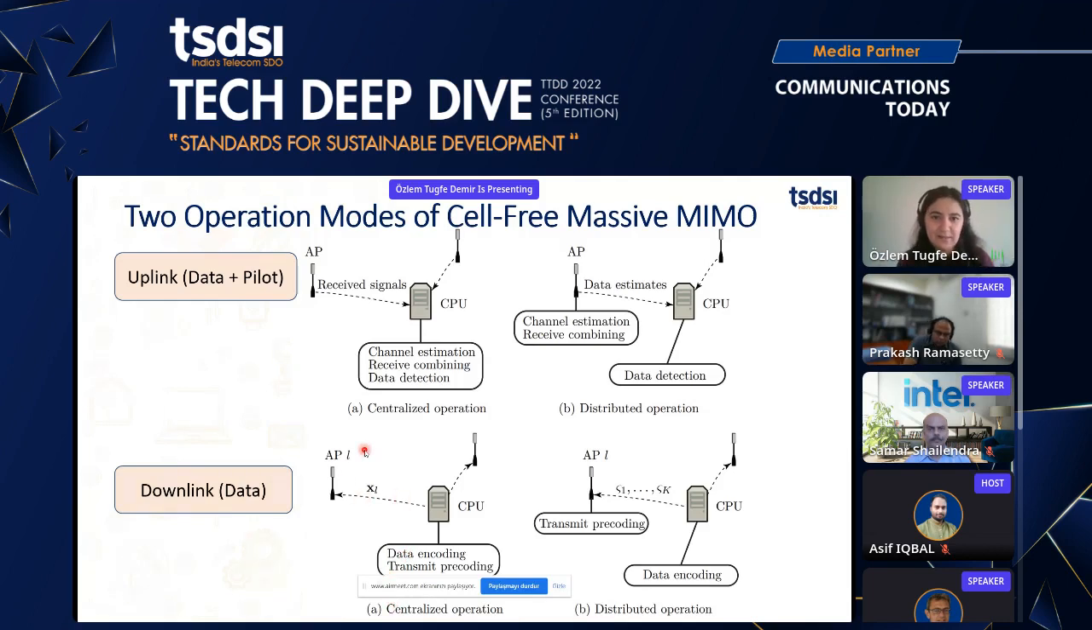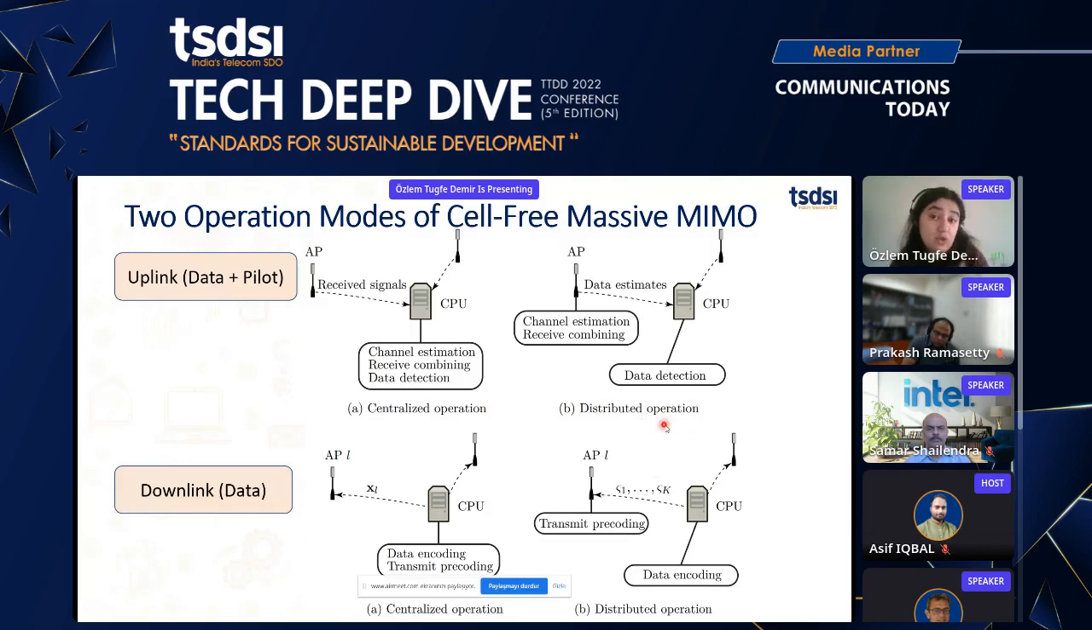They just get the transmitted signal from the CPU, and they just transmit it, maybe after some initial RF operations again. So the data encoding and centralized transmit pre-coding using all channel estimates are implemented at the CPU.